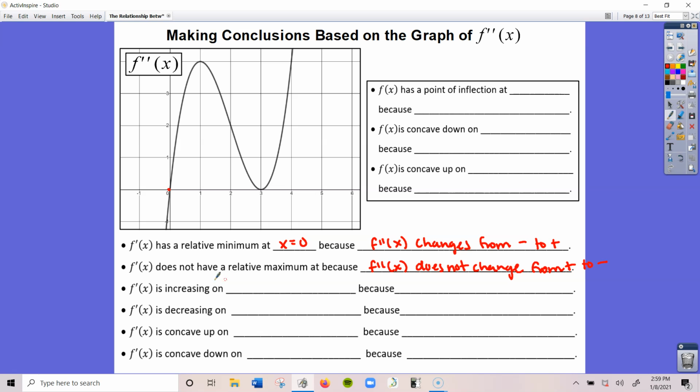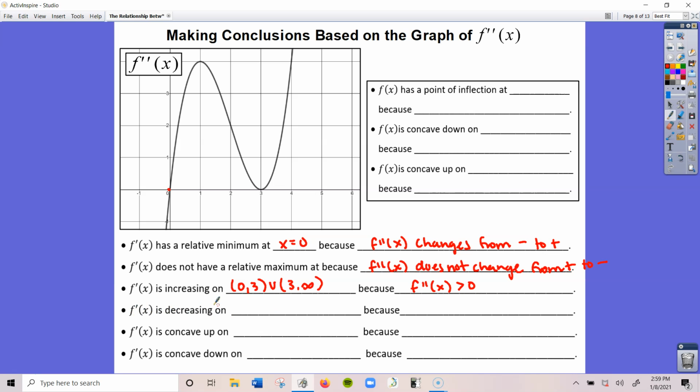Now, f prime of x is increasing. So f prime of x would be increasing when the second derivative here is positive. So that would occur from 0 to 3 union 3 to infinity. Remember that you always have to stop at any x-intercepts, because there the derivative is 0, not positive. And we would say because f double prime of x is greater than 0.